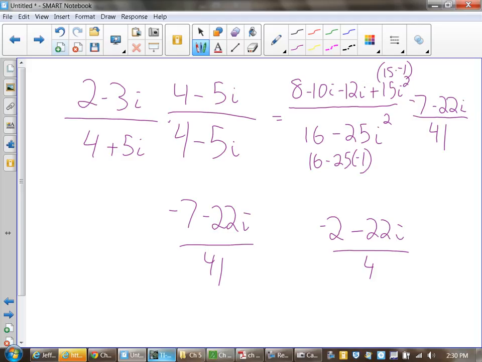Why is it that when it's i squared it's negative 1, but when it's alone it's not? When it's just i by itself, that means it's the square root of negative 1. When it's i squared, it winds up being negative 1.